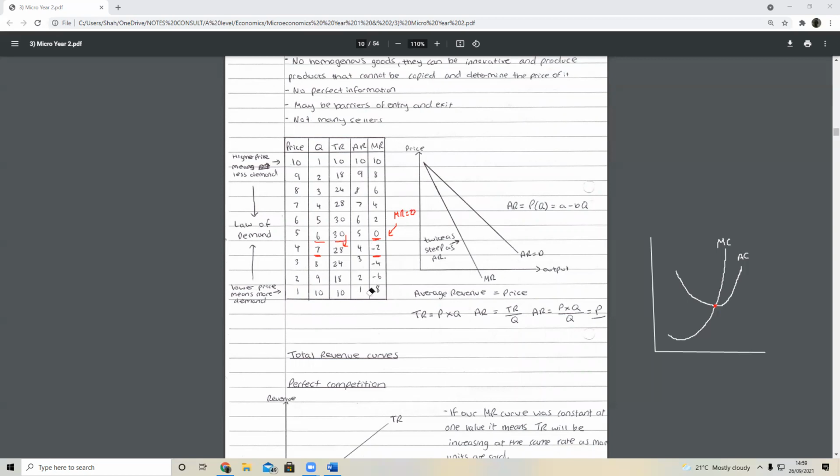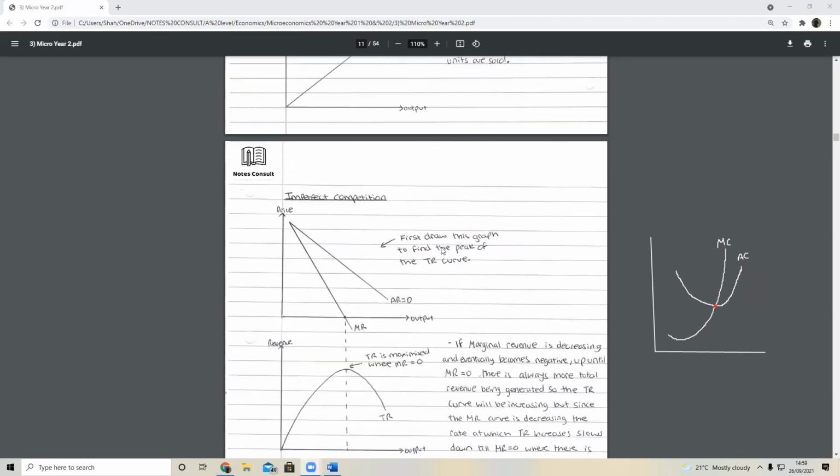Okay? So I can show this on this diagram here. So what did I just say? At the 6th level of output, this is where Q is equal to 6. And this point here is where my total revenue is equal to 30. And again, this is the 6th level of output. Either way, my marginal revenue is equal to 0.